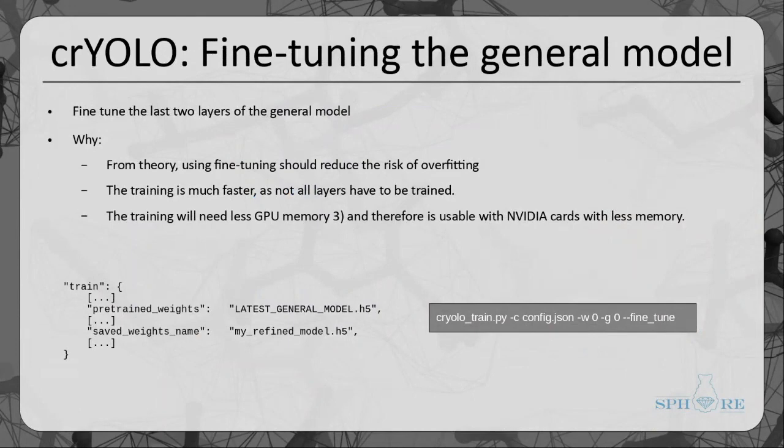So if you have a low-budget graphics card, this might be an option for you, because it's not only much faster, it also needs less GPU memory. It's still more experimental. We don't have too much experience with this fine-tuning, but it seems to work quite well. The only thing you have to do is specify the latest general model as pre-trained weights in your configuration file. During training, you add the --fine_tune flag, and you can skip the warm-up phase. You don't need to warm up the network for fine-tuning.